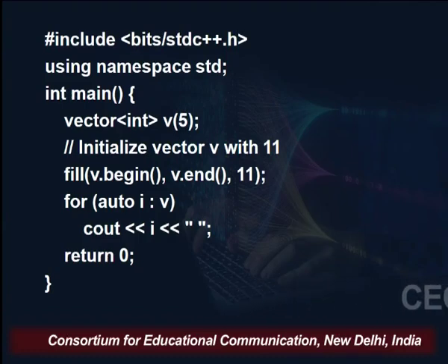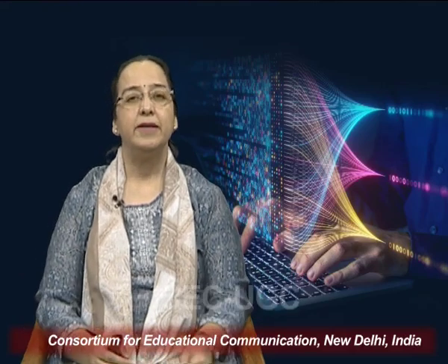So, the syntax is fill(v.begin(), v.end(), 11). Starting from v.begin() till v.end(), this vector v will be filled with value 11, and if you want to print, you can use this for loop, and you will have the element 11 written 5 times. So, in this way we can use this standard fill method. Till this point we have seen 7 methods of creation or initialization of a vector.